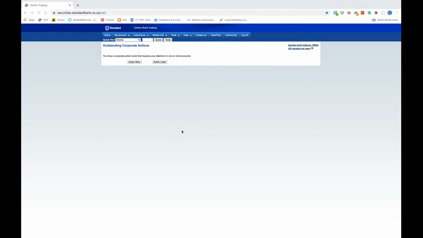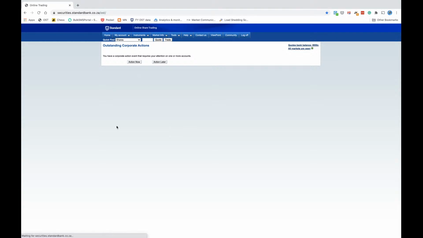So I've logged into my account and I think it's for ShopRite, I have an elective event. Now I can action it straight from there. As soon as I log in, online share trading is showing me the outstanding corporate action and saying to me, hey, you've got to action it, or I can select the action later.